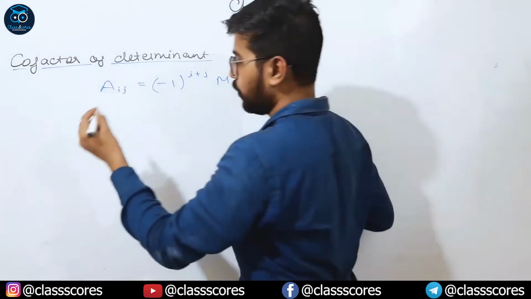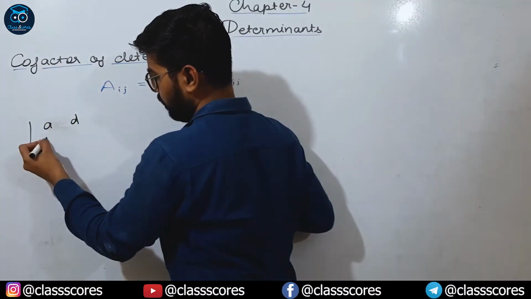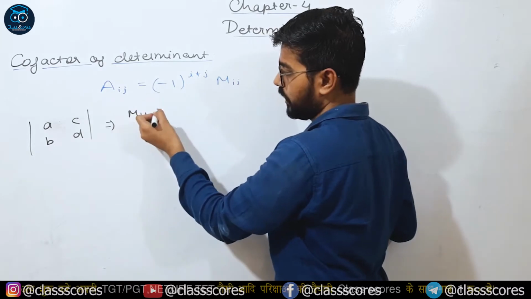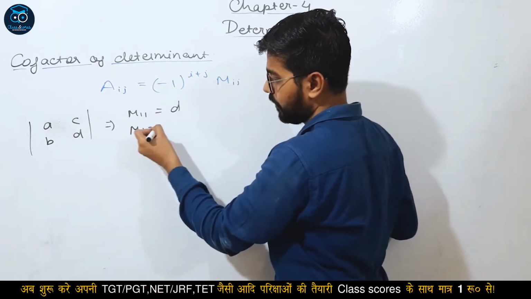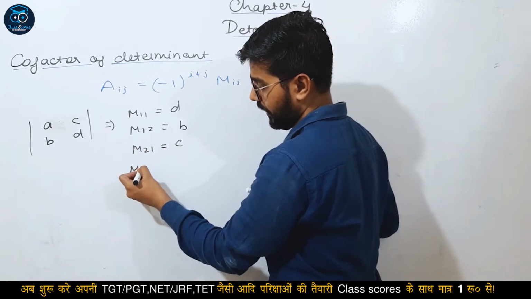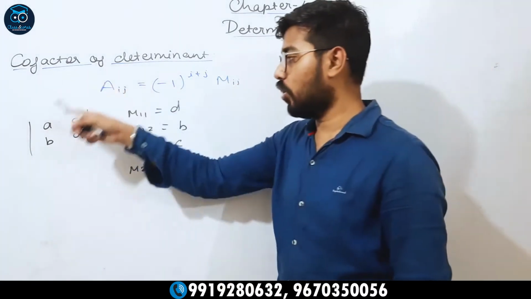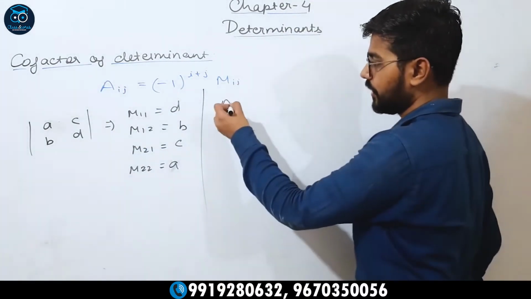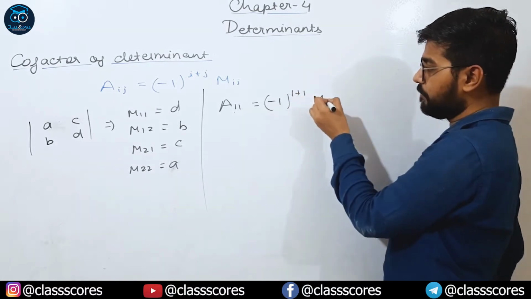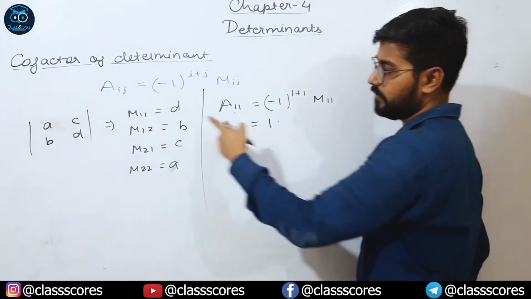Suppose a matrix is given. We can take a 2 by 2 matrix A, B, C, D. If we first find the minors of this, we get M11 that is D, M12 that is B, M21 that is C, and M22 that is A. Now, to find the cofactors for this matrix, A11 is (-1) to the power 1 plus 1 times M11. 1 plus 1 is 2, so (-1) squared is 1, into M11 means D.